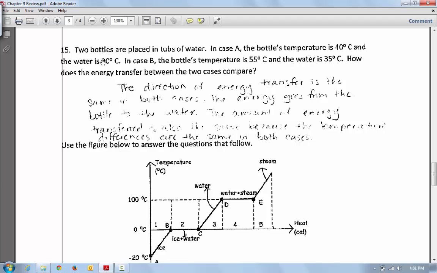And between 40 and 20, that's a 20 degree difference. And between 55 and 35, that's also a 20 degree difference, which means not only is it going in the same direction from the bottle to the water, but the rate is also the same because the difference in temperatures are the same.